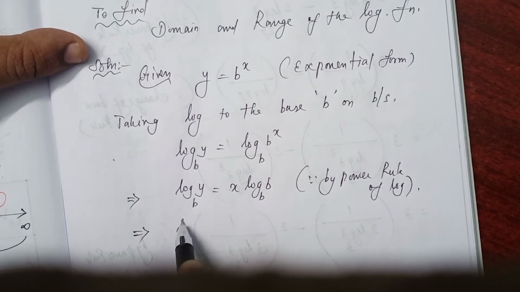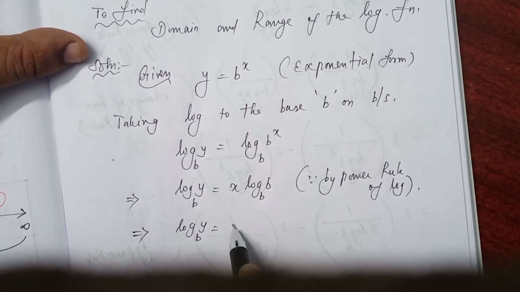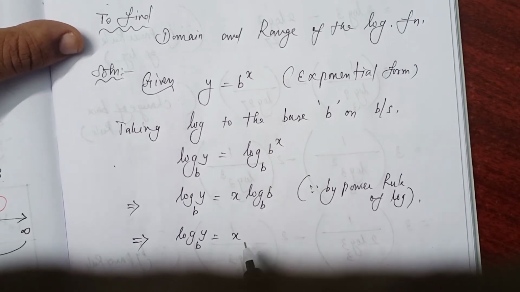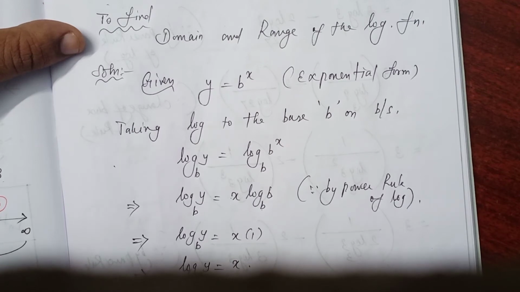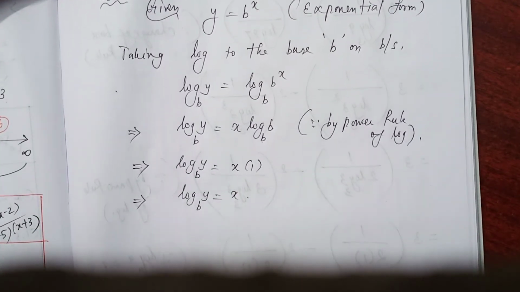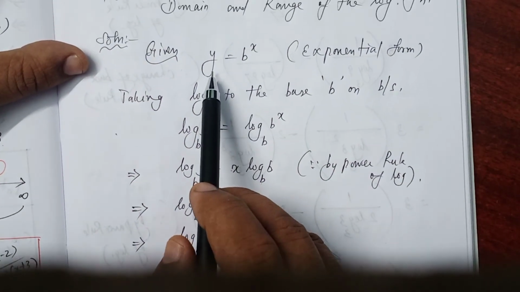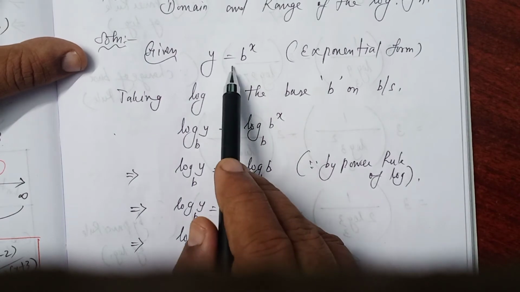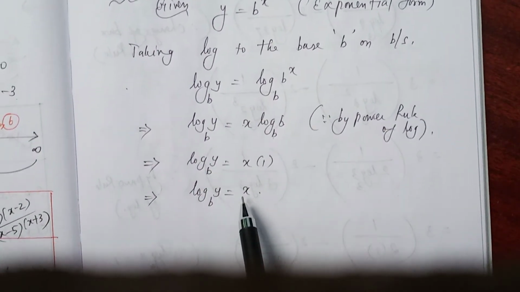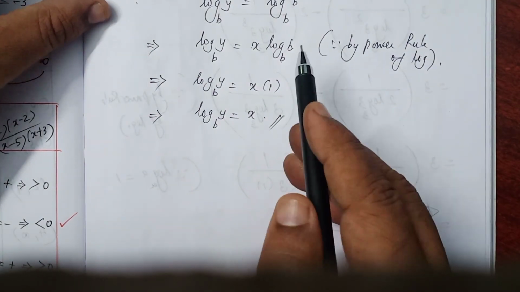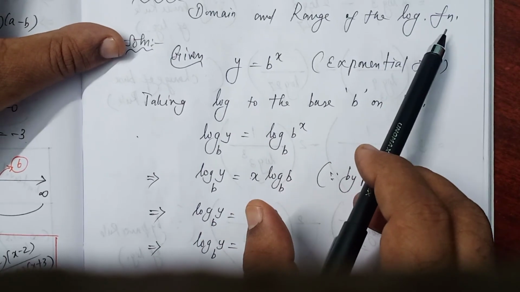Which implies log y to the base b is equal to x. If the base and index are equal, whose logarithm value is 1, which implies log y to the base b is equal to x. This is a logarithmic form. The given one is an exponential form. The same exponential form is written in the form of logarithm. First part over. Now you have to find out the domain and range of the logarithmic function.